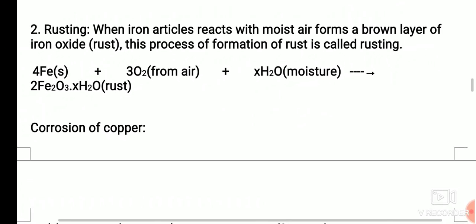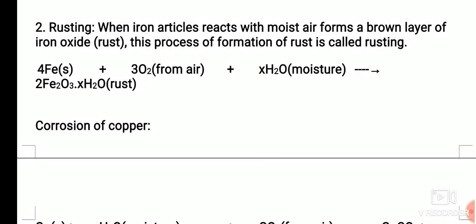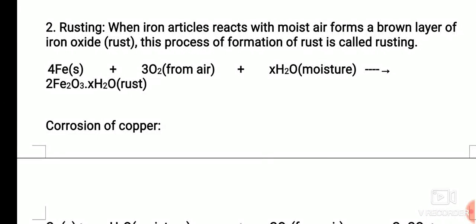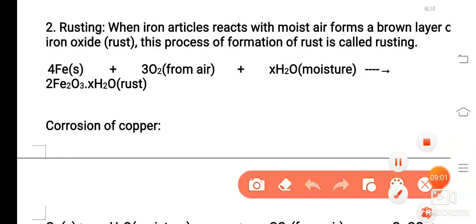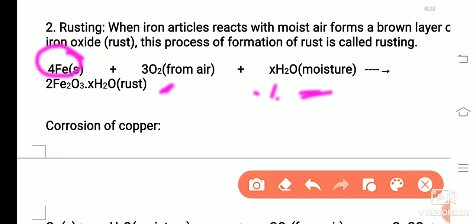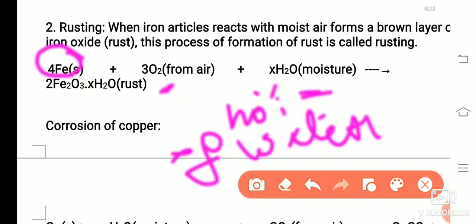Now rusting, we are talking about rusting. So what is rusting? Here it is covered. When iron articles react with moist air, moist means water, air means oxygen, they form a brown layer of iron oxide. The formula of iron oxide is Fe2O3. So here you can see this process of formation of rust is called rusting. Iron and oxygen from air, and moisture, water from moisture. X is the number of water molecules involved in the reaction, which gives iron oxide plus X. Directly we are taking X H2O, that is rust.